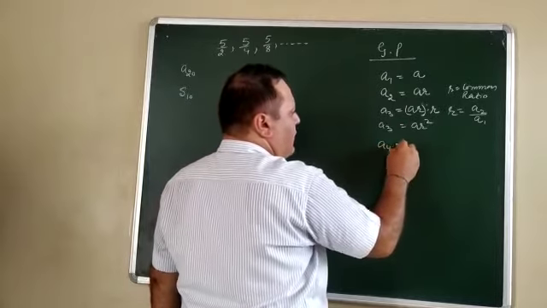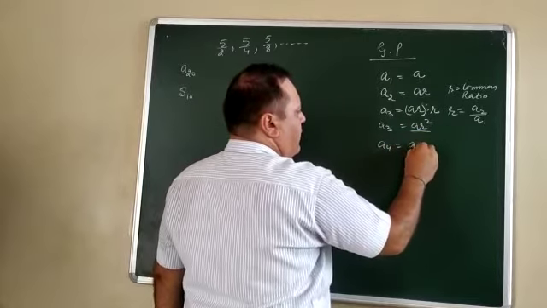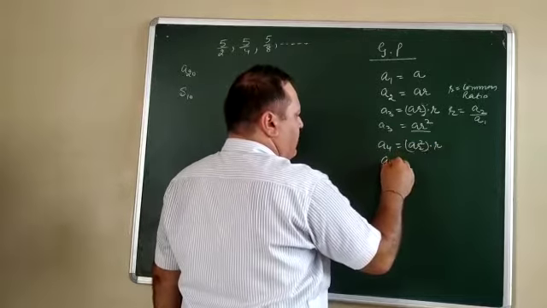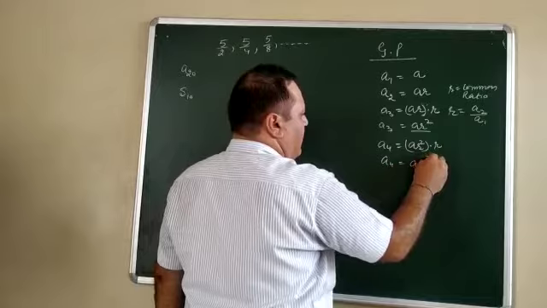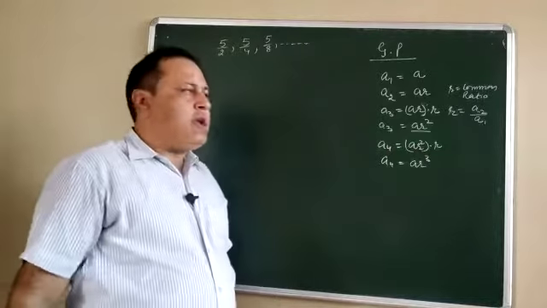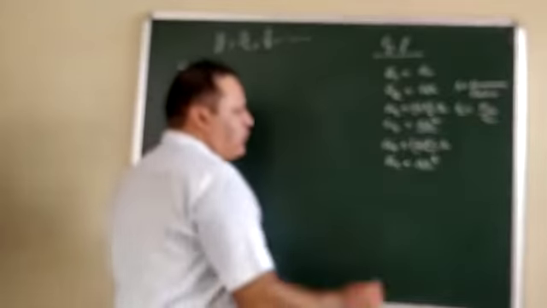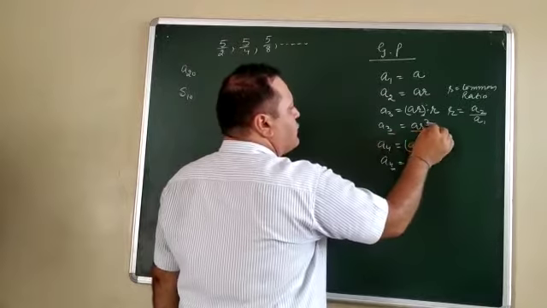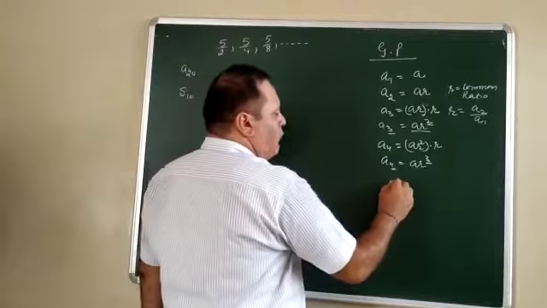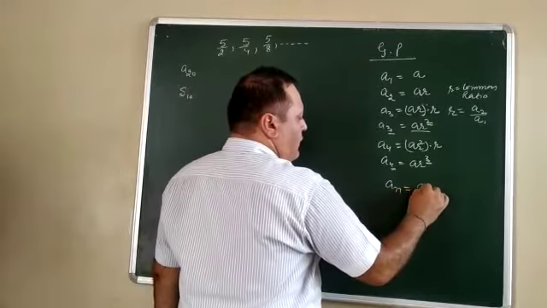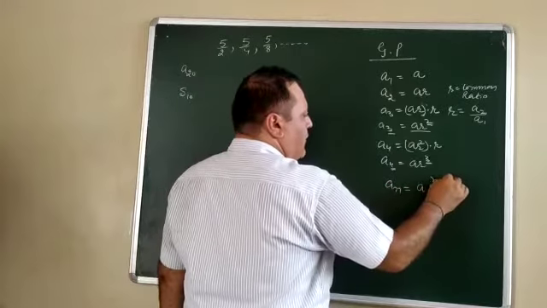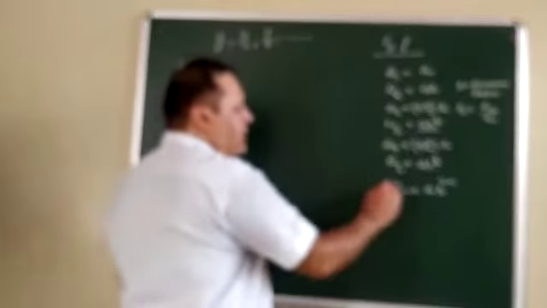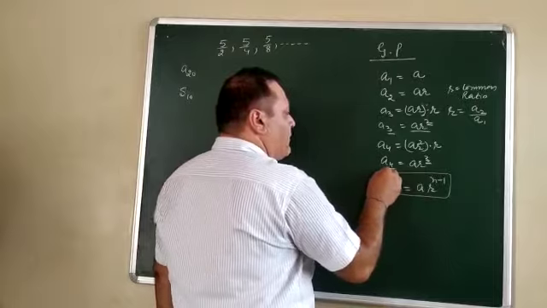If you discuss a4, the previous term ar square multiplied by the common ratio, then a4 equals ar cube. So in this way you can proceed for the terms. If you observe, it is 4, it is 3, it is 3, it is 2, the value is reduced by 1. So an equals ar to the power n minus 1. This is the formula for the nth term of a geometrical progression.